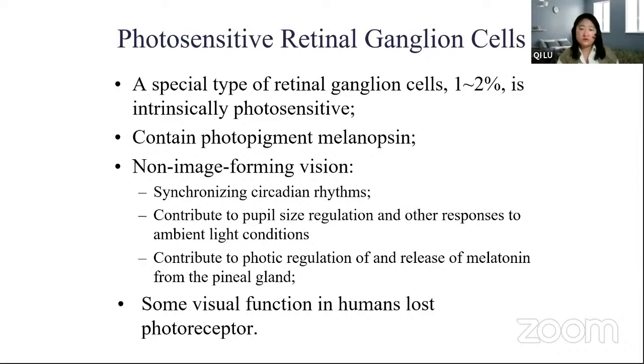Some visual function in humans: for blind patients, it can provide some visual function, like they can sense that it's a little dark or a little light, but they cannot see anything. People think that that's instinct, but actually that's because of the function of the ipRGC. The end.